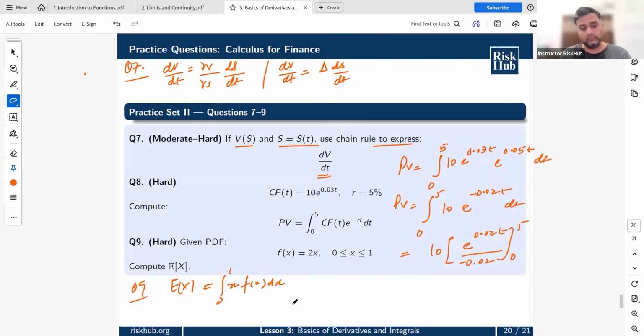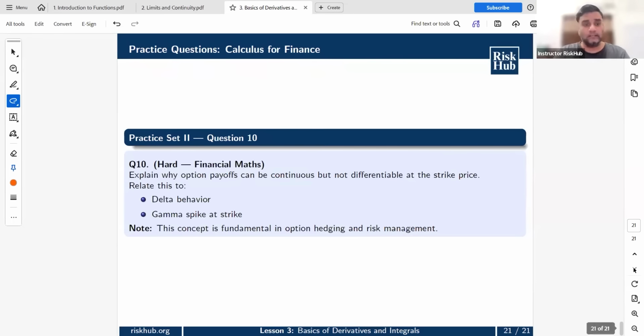In this case, you substitute the function, so it becomes the integral from 0 to 1 of x times 2x dx. So 2 comes out: 2 times the integral from 0 to 1 of x squared dx, which is 2 times x cubed by 3 from 0 to 1, which is 2 by 3. So we get 2 by 3. Then we go to question number 10.